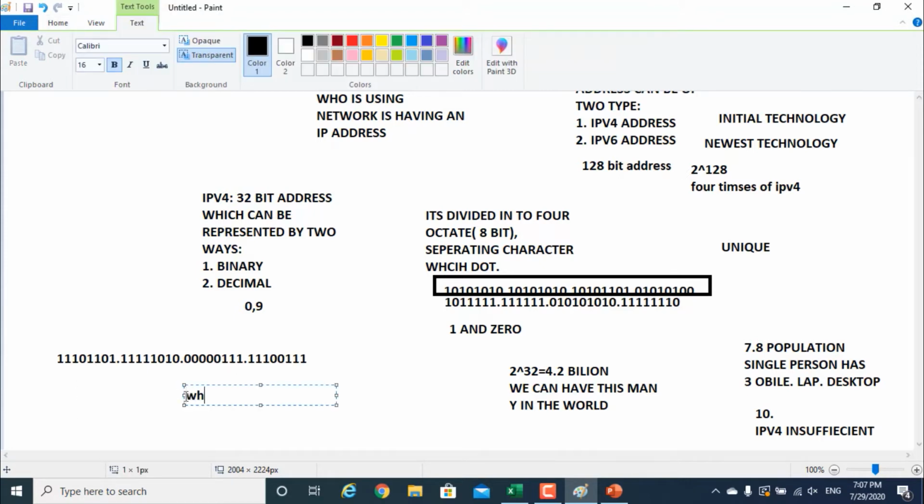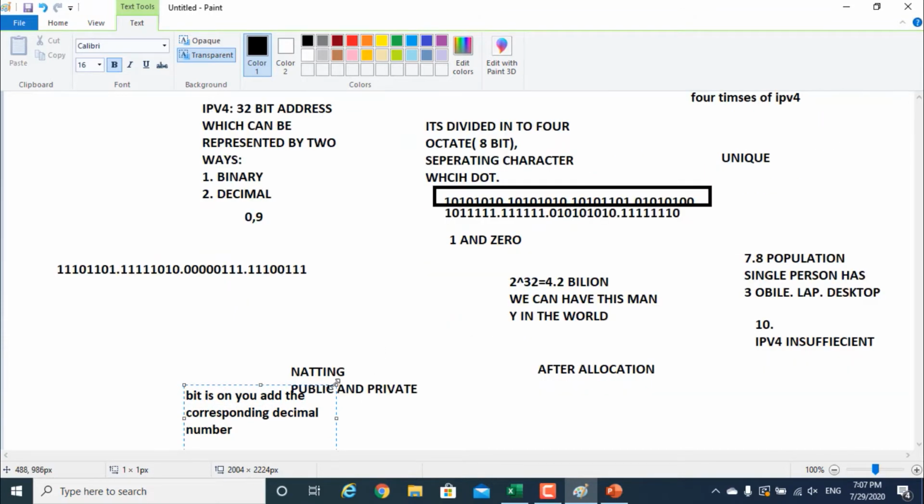Wherever there is a 1, it means the bit is on. The bit is on means you add the corresponding decimal number of that.